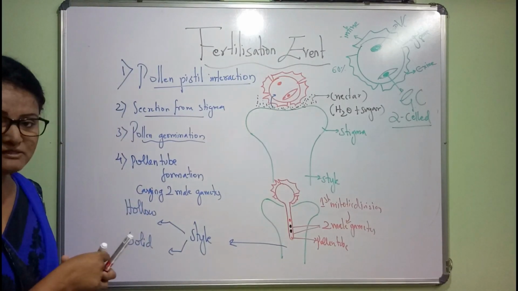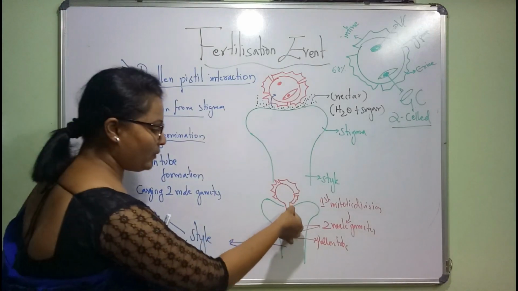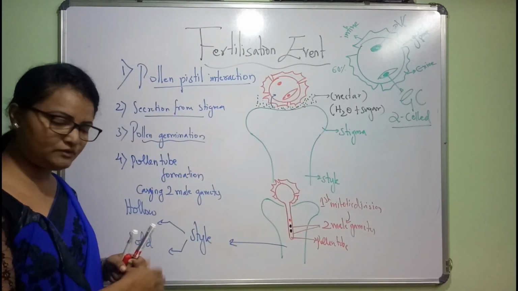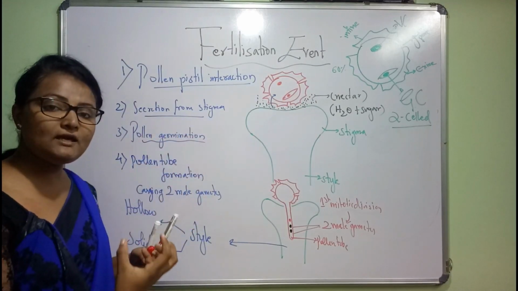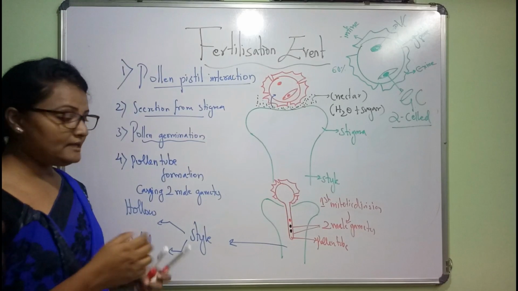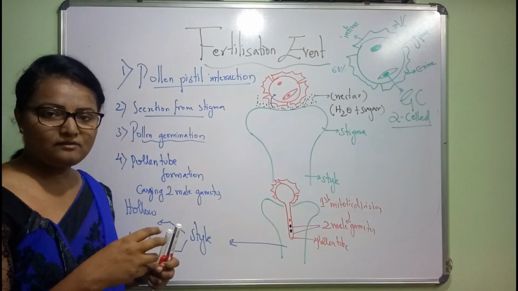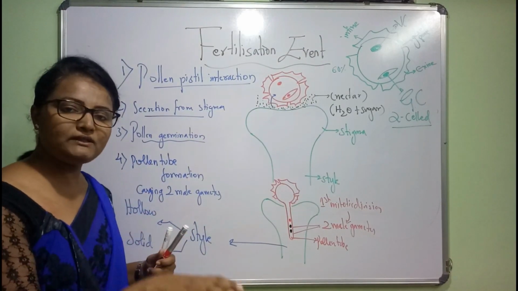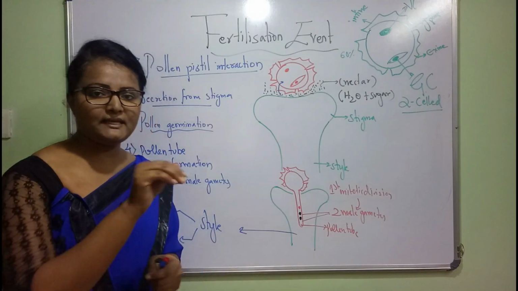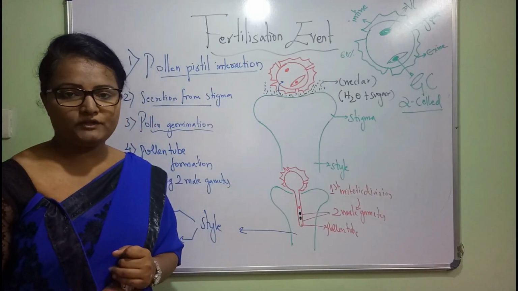So there is a difference. When the style is hollow, the pollen tube will emerge into the style. They travel into the style and they reach the ovary. But when there is a solid style, there will be difficulty to travel. I'll tell you how they travel within the style, hollow tube, and they reach the ovule for the fertilization.